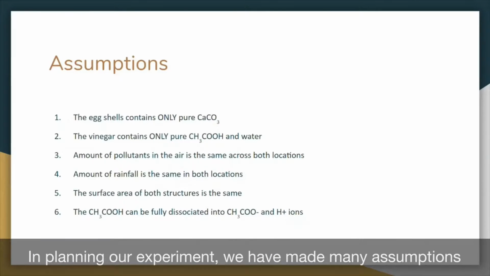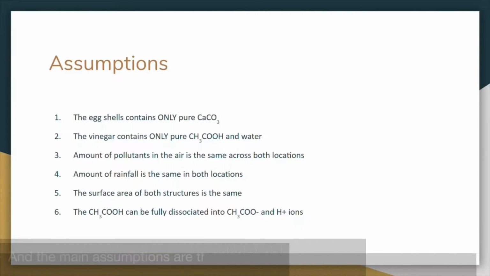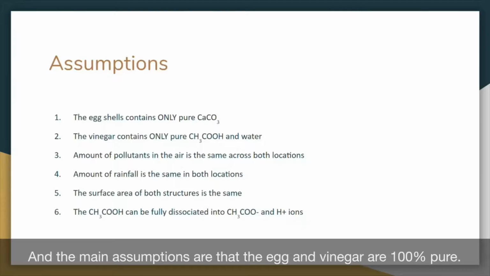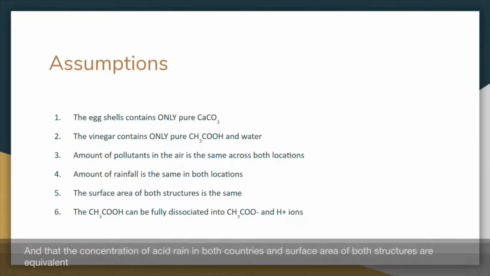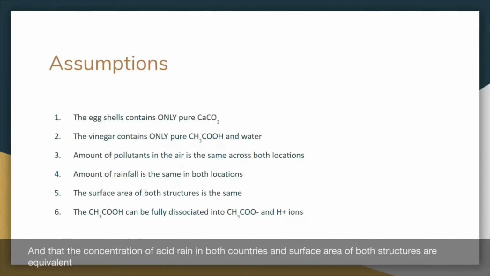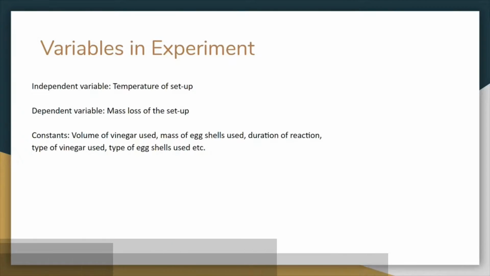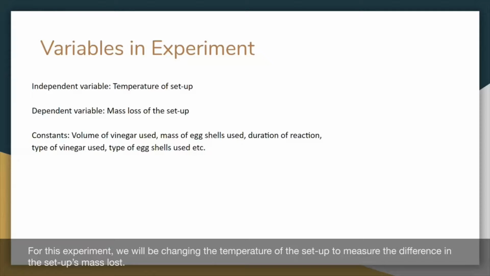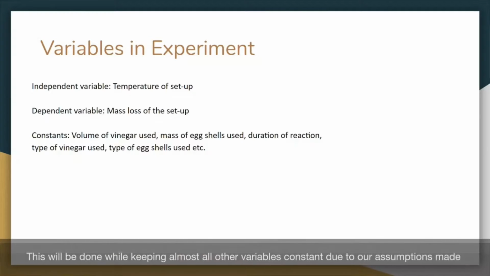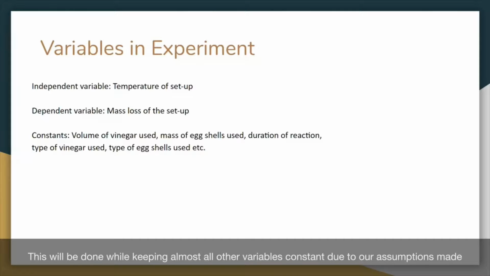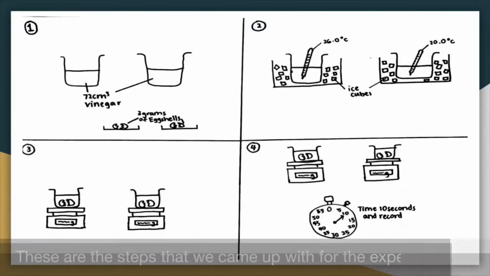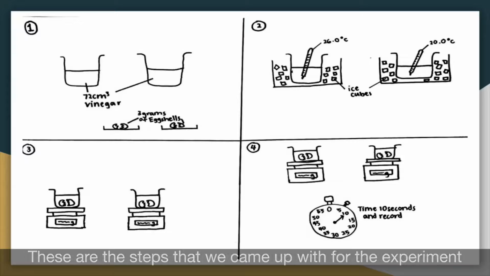In planning our experiment, we have made many assumptions, and the main assumptions are that the egg and vinegar are 100% pure and that the concentration of acid rain in both countries and the surface area of both structures are equivalent. For this experiment, we will be changing the temperature of the setup to measure the difference in the setup's mass loss. This will be done while keeping almost all the other variables constant due to our assumptions made. These are the steps that we came up with for the experiment.